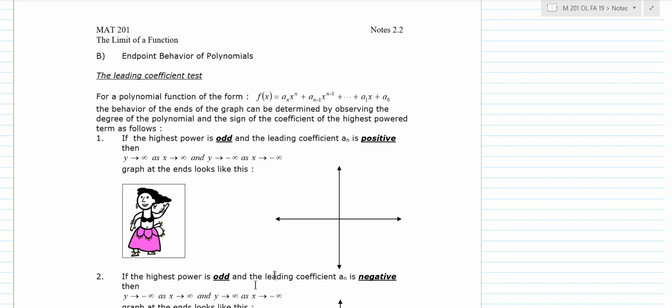If you don't know this, then you want to definitely know this. A lot of times when I teach college algebra or pre-calc, I teach these as dance moves. So we're going to look at what we call endpoint behavior of polynomials.